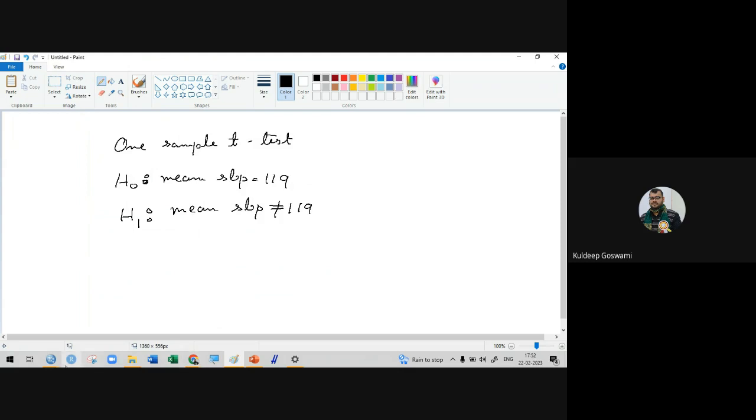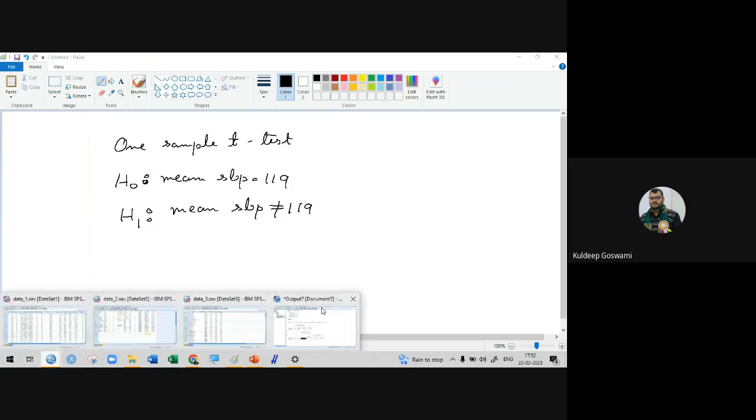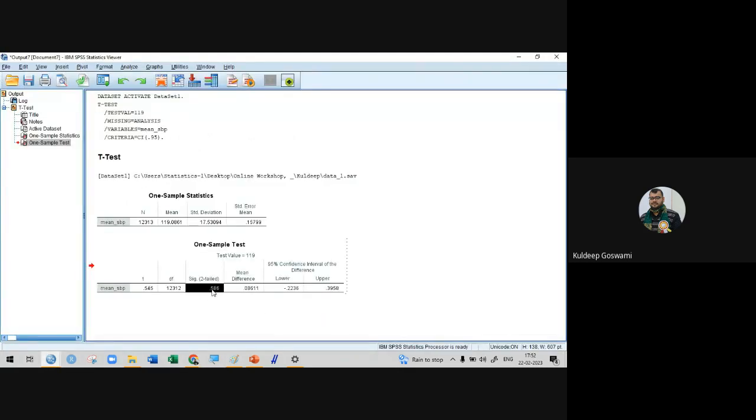So here what we get is called the p-value. Sig means significant. We know it as the p-value. Now my p-value is 0.586. Remember the decision point.